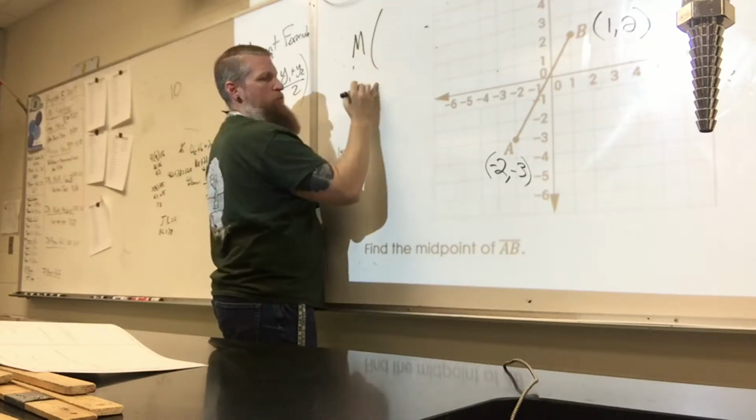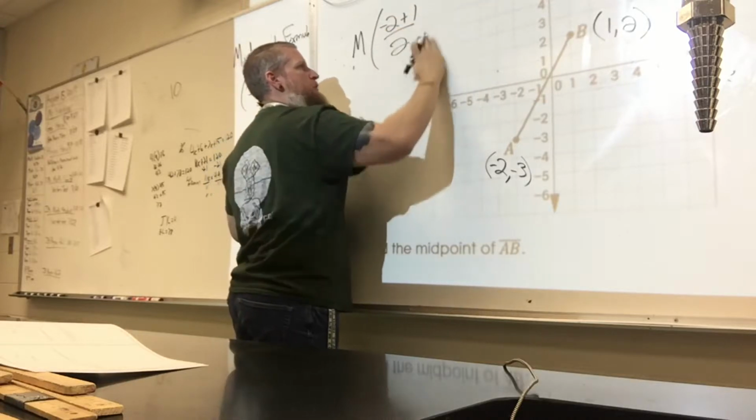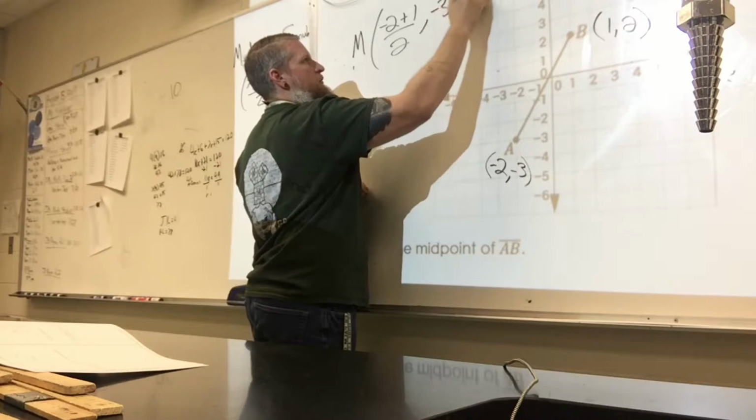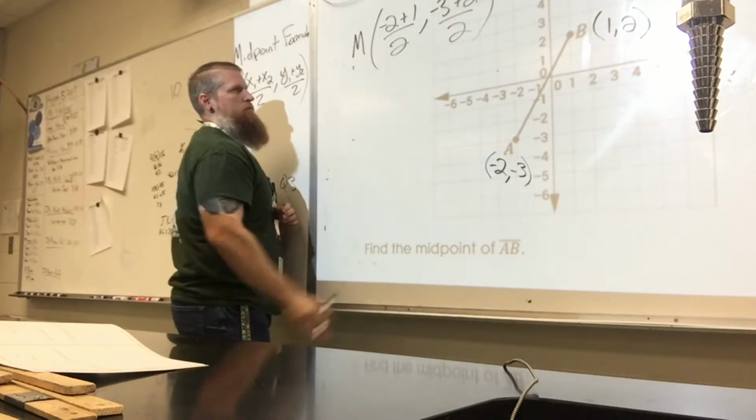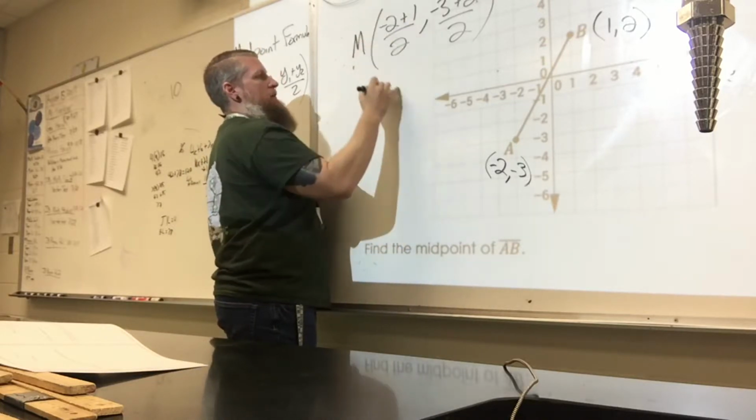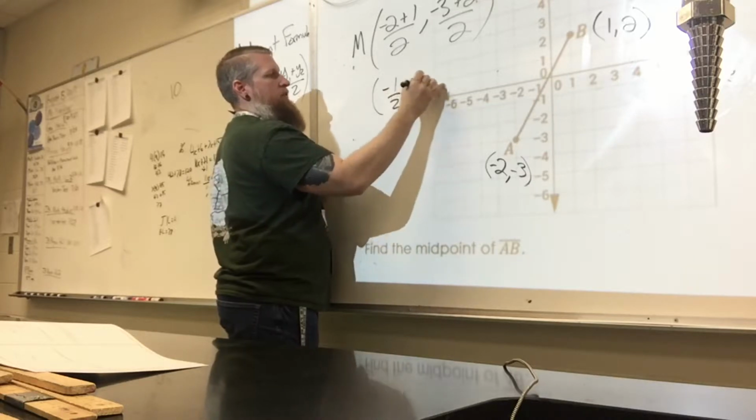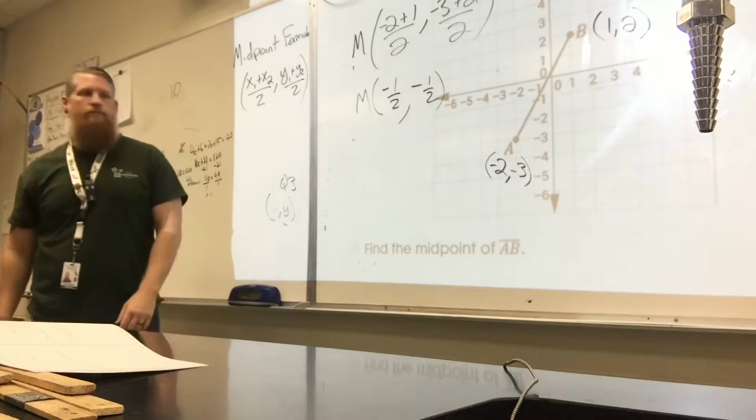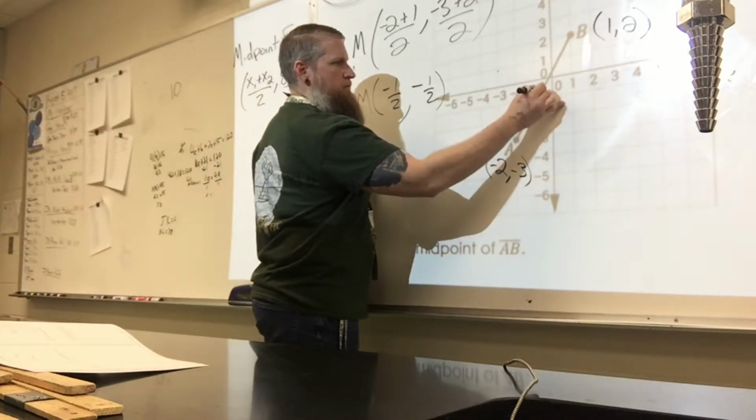My midpoint would look like -2 plus 1 divided by 2, -3 plus 2 divided by 2, which comes down to -1/2, and that's also -1/2. Yeah, it's right there.